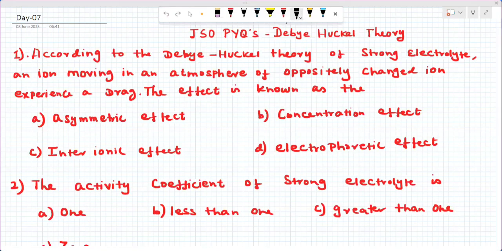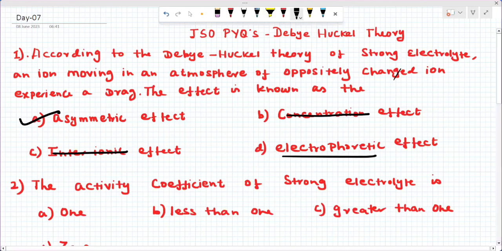See the first question. According to the Debye theory, for a strong electrolyte, the ions move in an atmosphere of the opposite charge, and the ion experiences a drag. Listen, which theory explains the movement of the ionic atmosphere? That is the asymmetric effect, not the electrophoretic effect. What is the answer? Asymmetric effect.